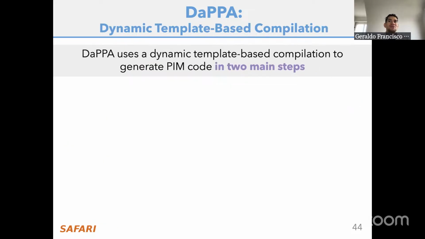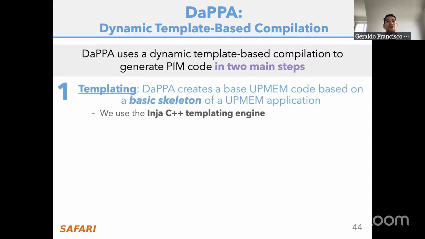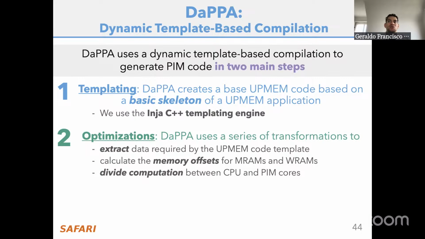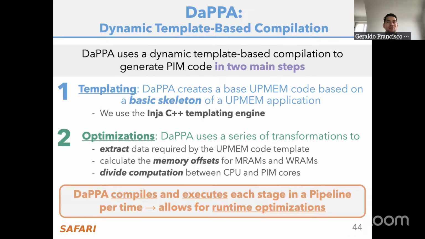DaPPA uses dynamic template-based compilation to generate PIM code in 2 main steps. First, DaPPA creates UPMEM code using a template engine called Inja. Second, DaPPA applies a series of transformations to the code to extract the information required to fit the UPMEM code template from the pipeline model, calculates the memory offsets for automatically handling data movement, and divides the computation between CPU and processing-in-memory cores, even allowing collaborative execution between host cores and PIM cores. During the dynamic template-based compilation, DaPPA compiles and executes each pipeline stage one at a time, allowing for runtime optimizations based on the output data.